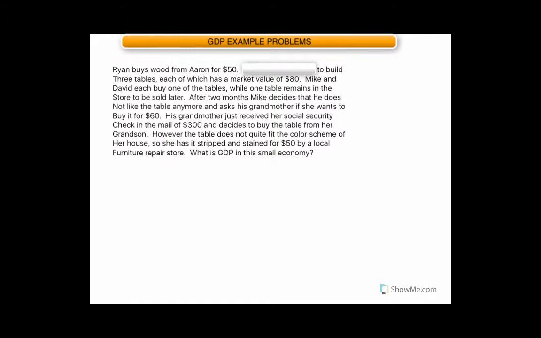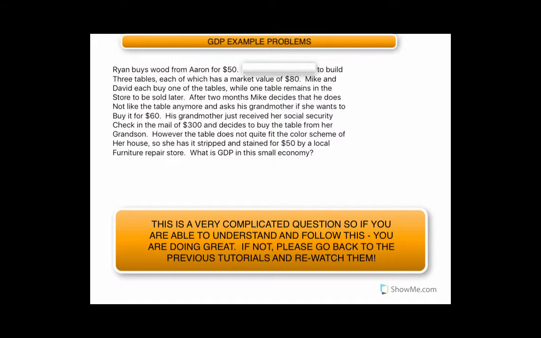Continuing on with our discussion of GDP and how to calculate it, we're going to move to this question. It's a little bit of a long question, so we're going to break it down into parts. But the idea behind this question, what is the GDP in this small economy, is asking us to calculate GDP.